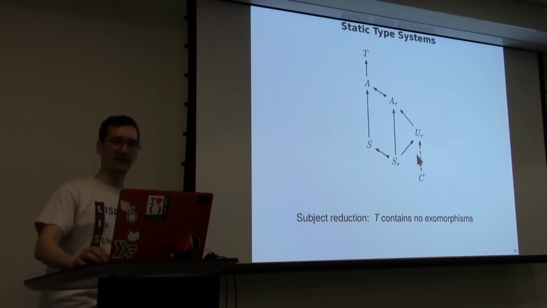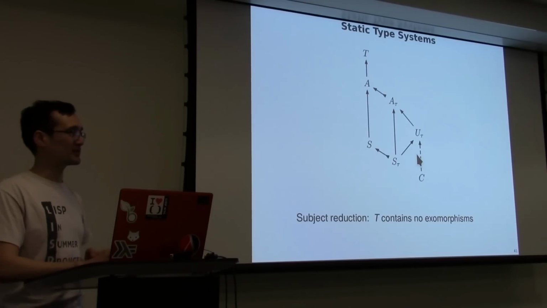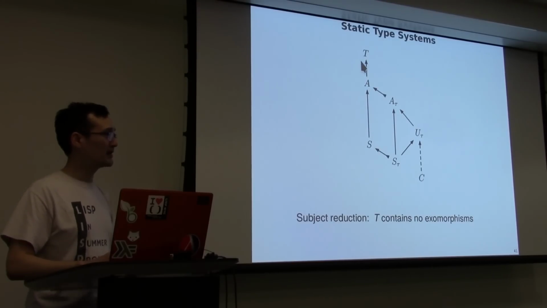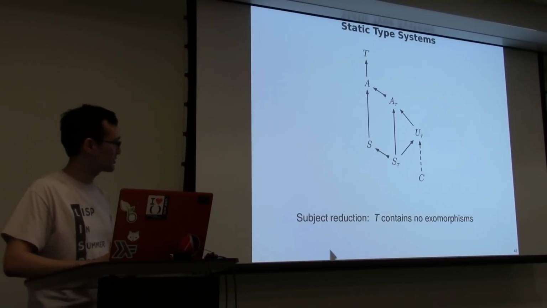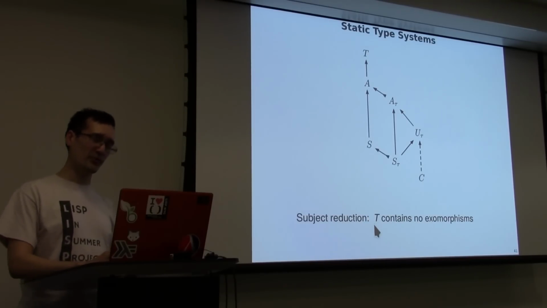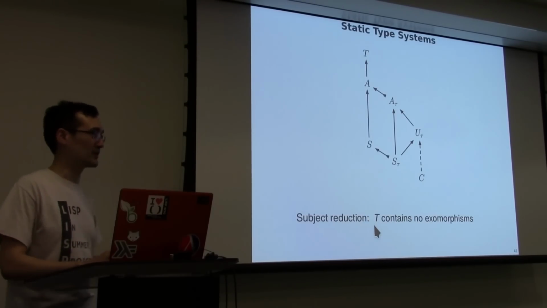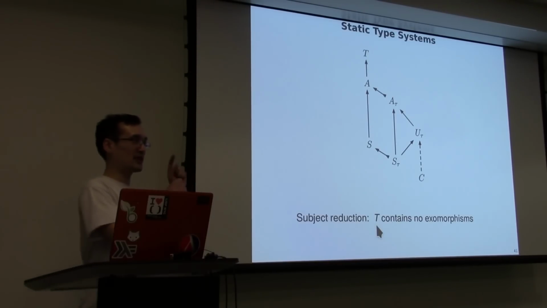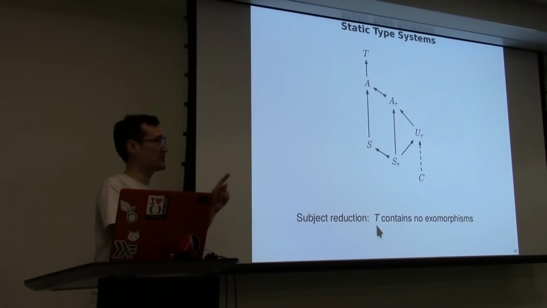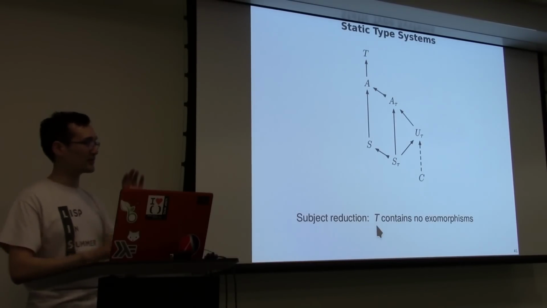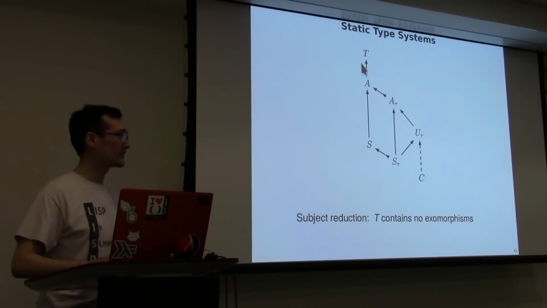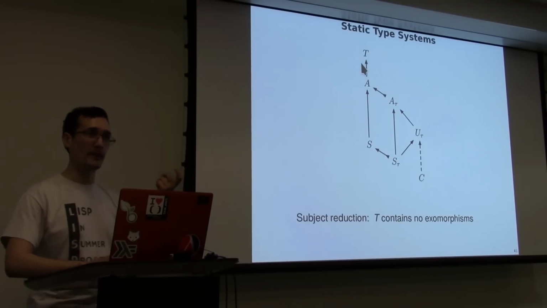And then I have static type systems. So what are static type systems? You have your source language that also has an abstract semantics, and from that you can extract the type. And now that you extract the type, because you have subject reduction that says that in terms of operational semantics, there are no exomorphisms. There is no way that you have an arrow from something of type T to something of a type T prime, where T prime is different from T. All the operational semantics arrows in T are endomorphisms. Your program can never go wrong.